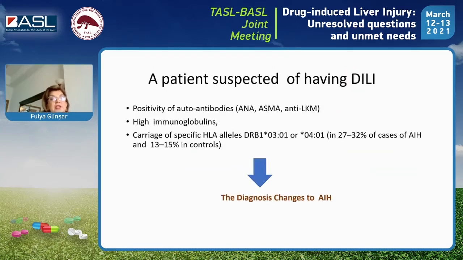If we have a patient and we suspect DILI, and this patient has positivity of autoantibodies and high immunoglobulin levels and carriage of specific alleles, as you can see here, which are associated with autoimmune hepatitis, our diagnosis changes to autoimmune hepatitis for this patient.